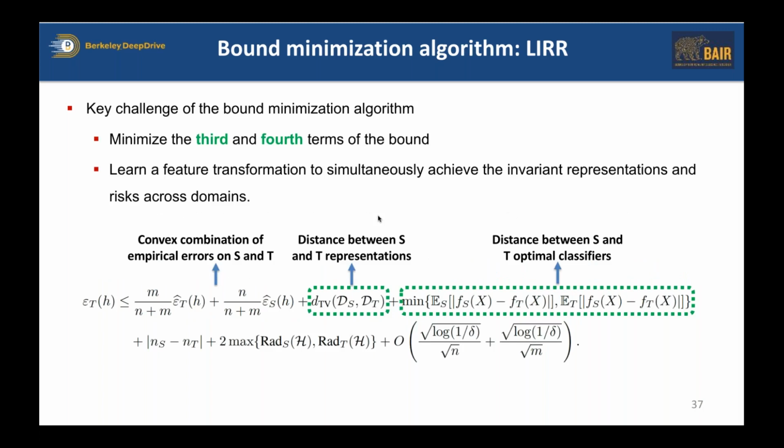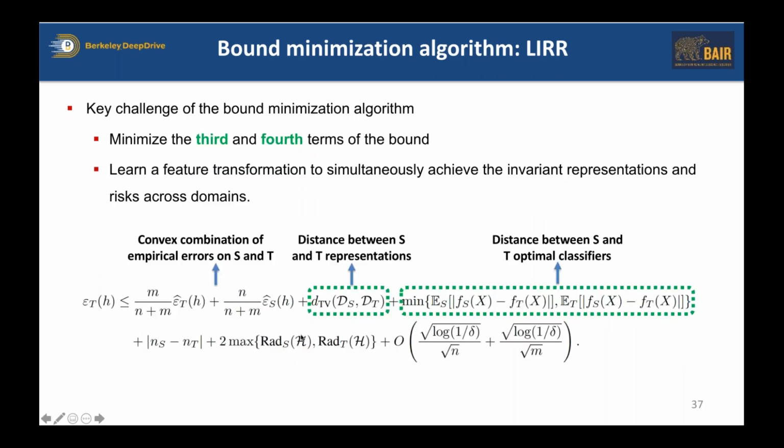So the key challenge of this bound minimization algorithm is how to minimize the third and fourth terms of this bound. So we want to learn a feature transformation to simultaneously achieve the invariant representations and risks across domains to minimize the third and fourth terms of this bound.